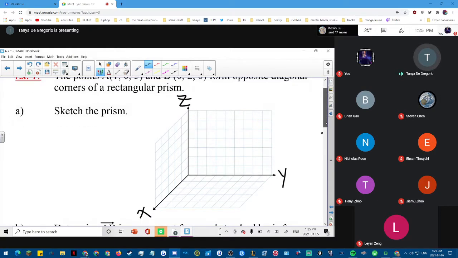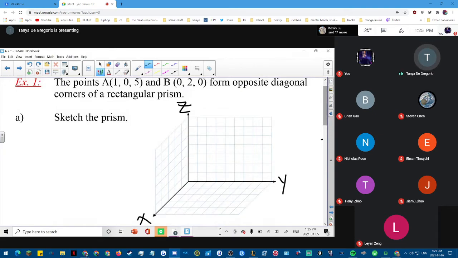So 1, 0, 5 means I have to move 1 unit on the X. Then I don't move anything on the Y, but I move 5 up. 1, 2, 3, 4, 5. And then to draw B, I'm not moving anything on the X. I'm moving 2 on the Y. And I'm not moving up or down. So there's B. Okay, so we know that this has to form opposite diagonals of a rectangular prism.